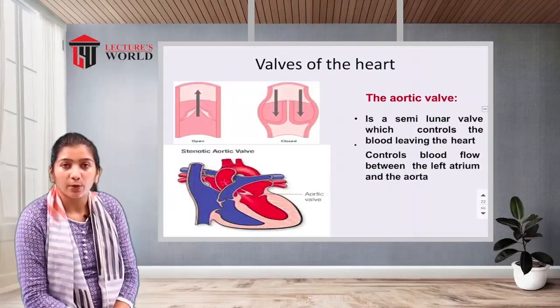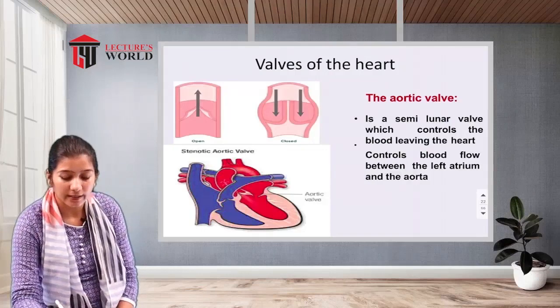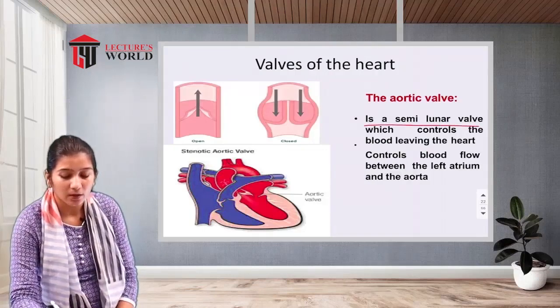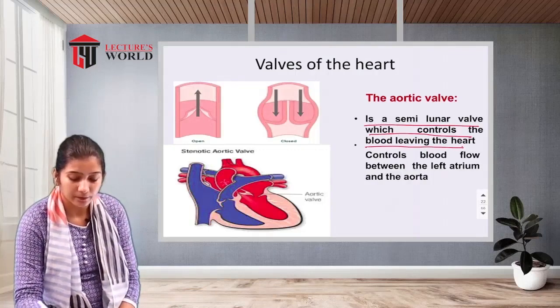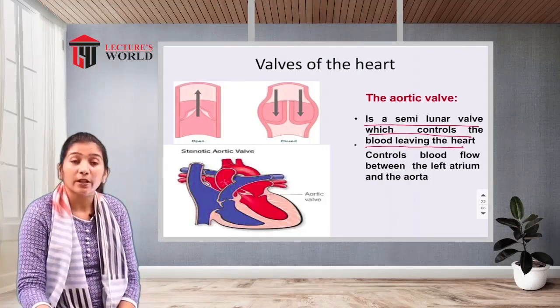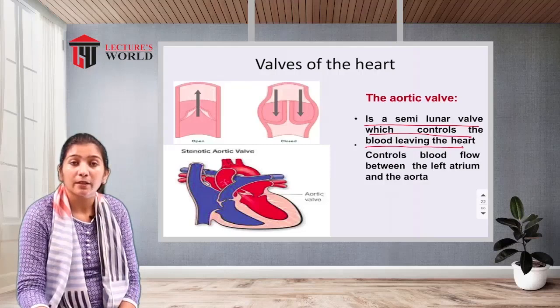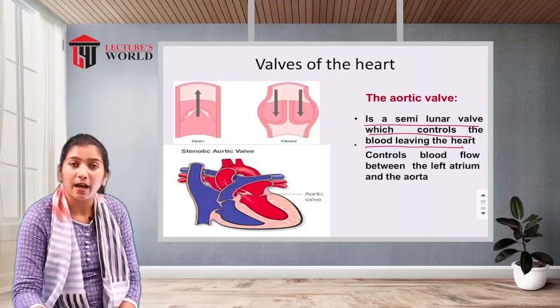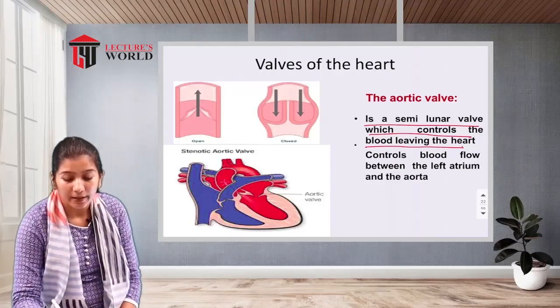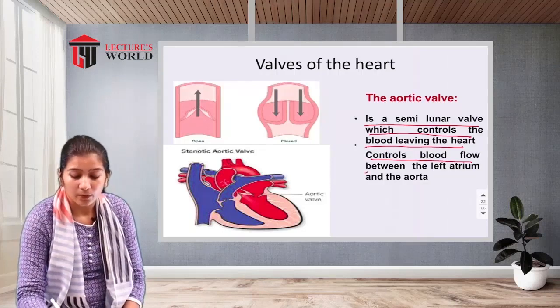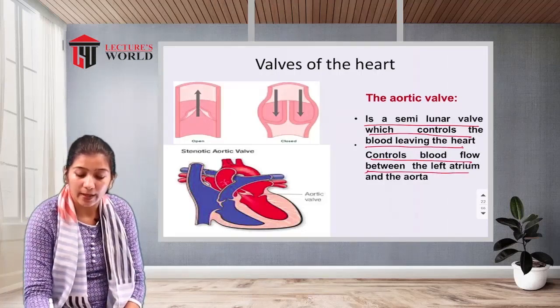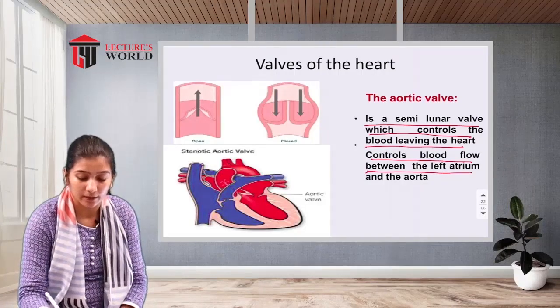Next is the aortic valve. It is a semilunar valve which controls the blood leaving the heart. The aortic valve is present between the left ventricle and the arch of the aorta. It controls the blood flow between the left ventricle and the aorta.